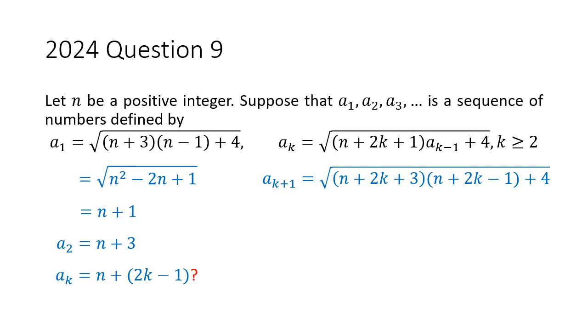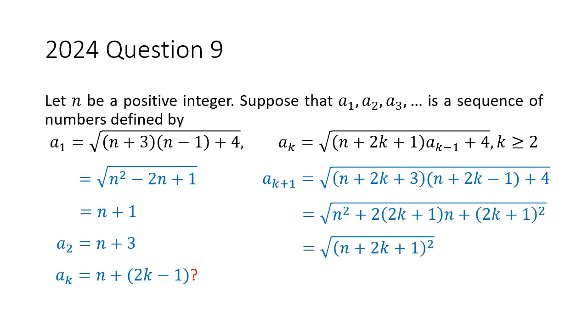because k is now k plus 1. So when we replace k with k plus 1, the first term inside the square root is n plus 2k plus 3. A_k squared is n plus 2k minus 1, and you add 4. So if you expand this quadratic inside the root, you're going to get n squared plus 2 times (2k plus 1) n plus (2k plus 1) squared. And this is a perfect square. So you are going to get the square root of (n plus 2k plus 1) squared, which will give you n plus 2k plus 1, which is exactly what we want.